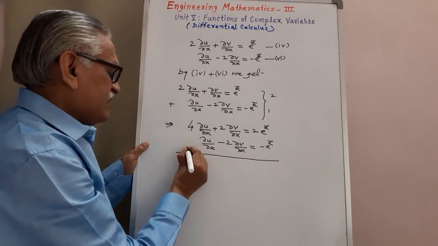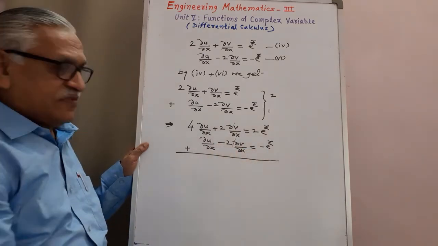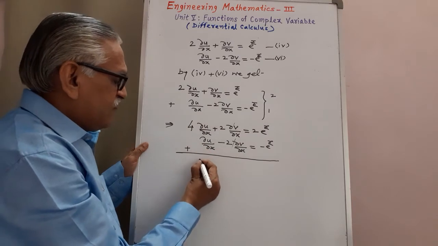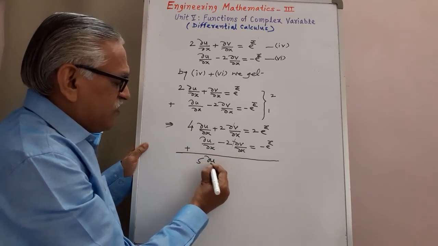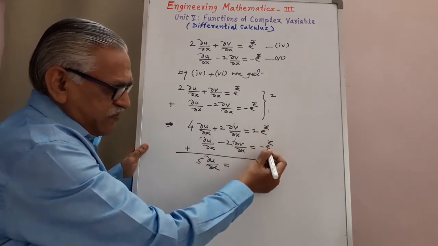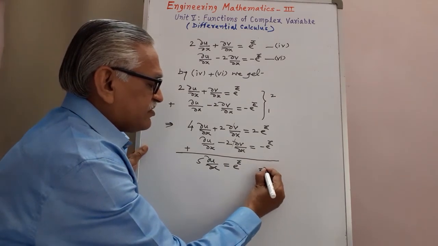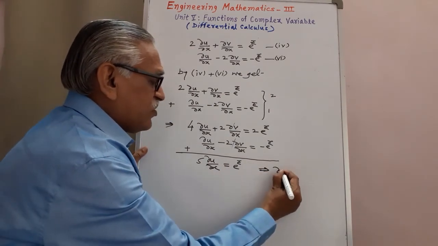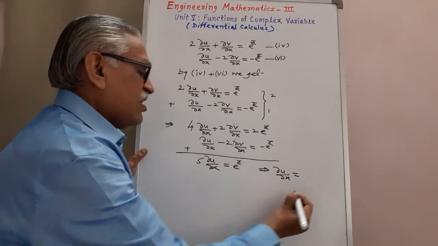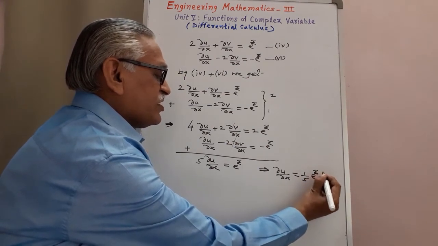And then adding it, the terms with opposite signs get cancelled. 4 plus 1 gives 5 times ∂u/∂x, and 2e^z minus e^z gives e^z. It implies the value of ∂u/∂x is 1/5 times e^z.